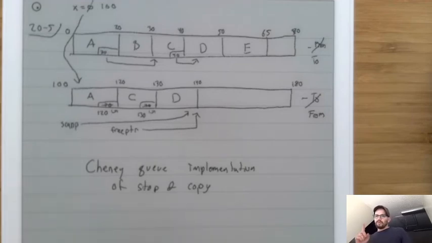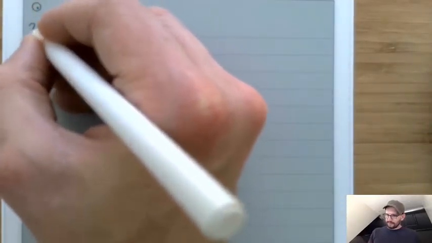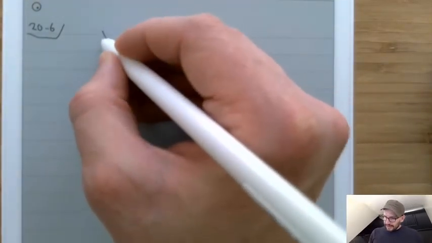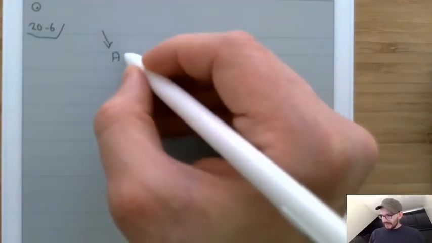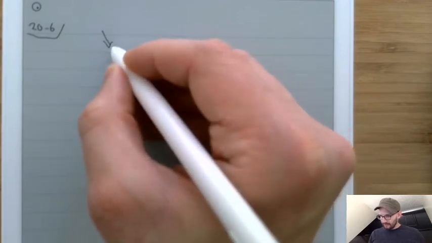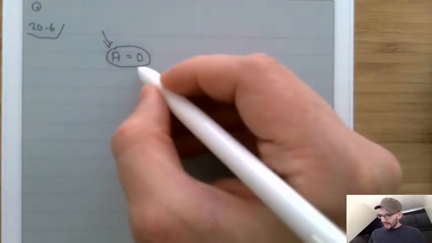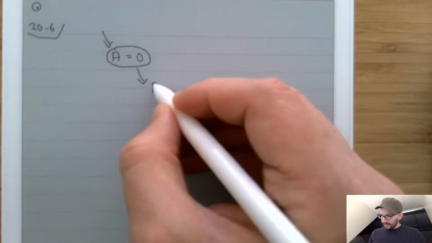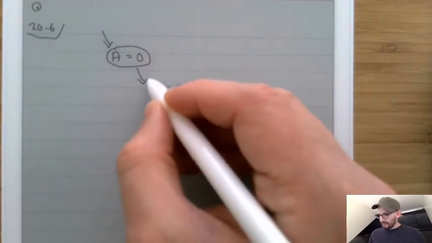Now, there's one more little thing that I need to describe about how stop and copy works. And that is that there's a slight problem with what I've described with cycles. Imagine that we have object A, and it's stored at address 0. And then it is pointing to object B, which is stored at location 20.